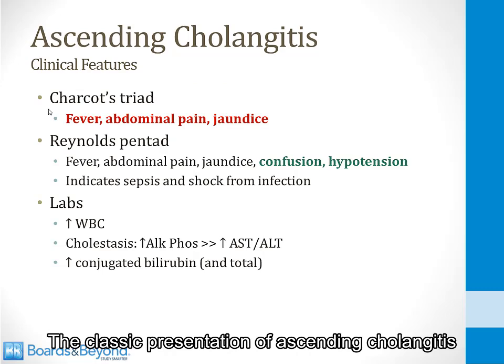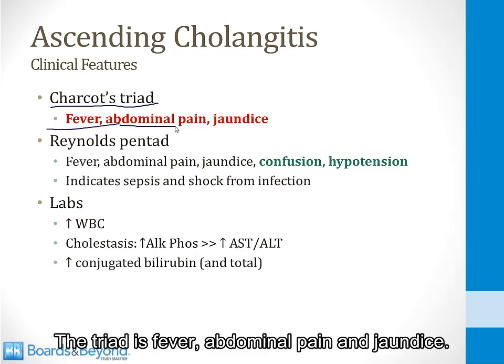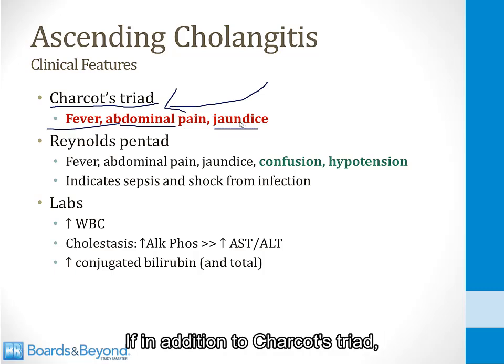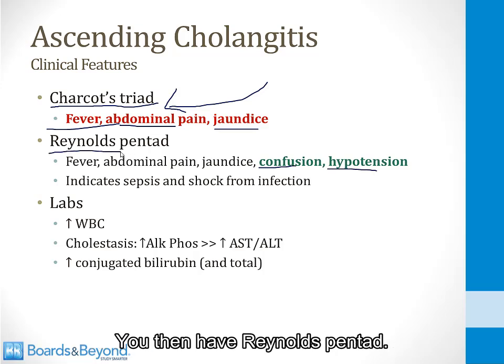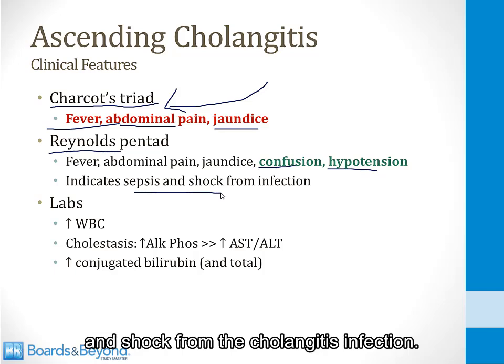The classic presentation of ascending cholangitis is called Charcot's triad. The triad is fever, abdominal pain, and jaundice, and this can be seen in ascending cholangitis. If in addition to Charcot's triad you also have confusion and hypotension, you then have Reynolds pentad, and this indicates that the patient has developed sepsis and shock from the cholangitis infection.